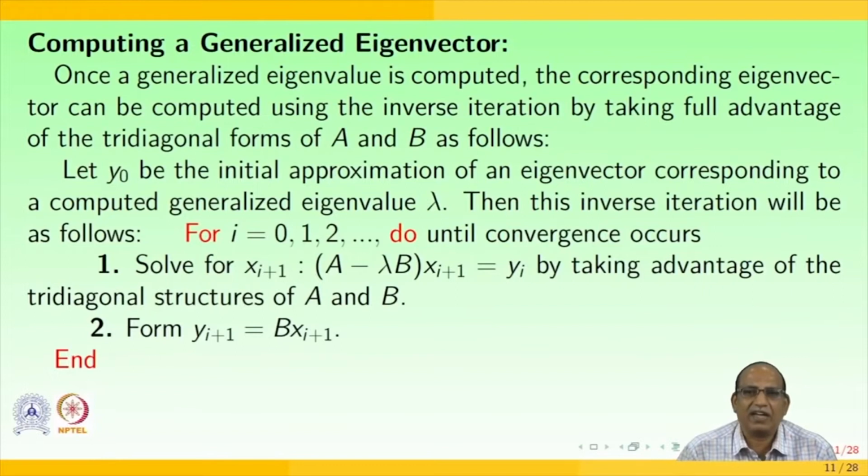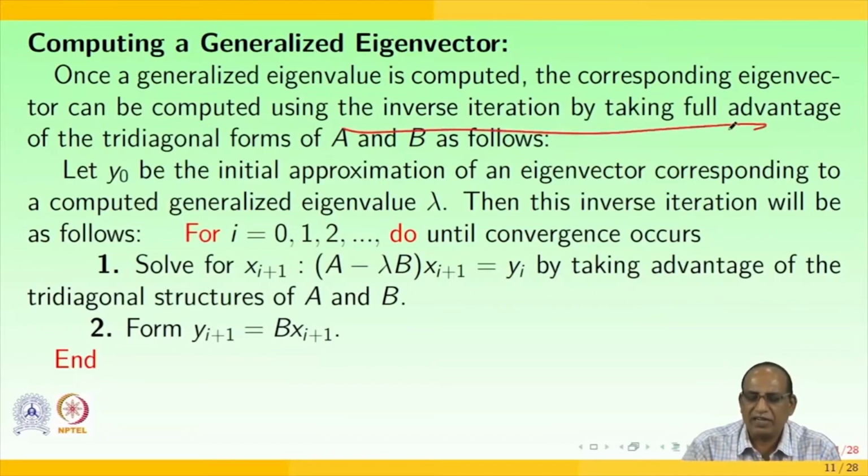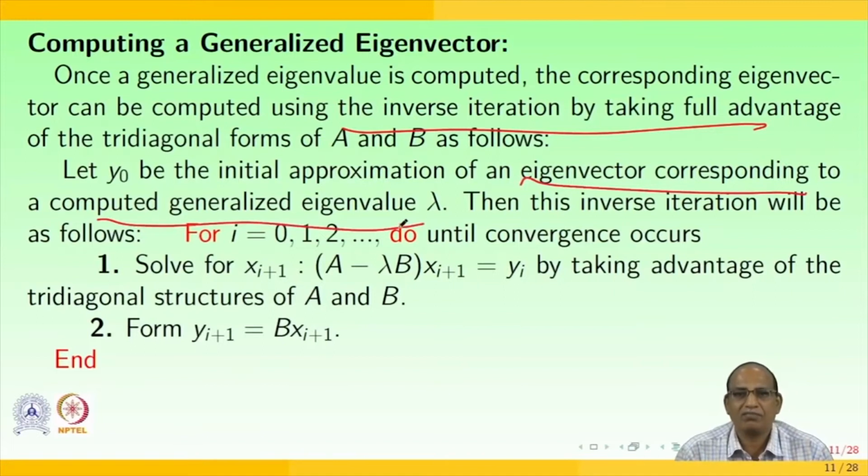Computing a generalized eigenvector. Once a generalized eigenvalue is computed, the corresponding eigenvector can be computed using inverse iteration by taking full advantage of the tridiagonal forms of A and B. Let y0 be the initial approximation of the eigenvector corresponding to the computed generalized eigenvalue lambda. Then this inverse iteration will be as follows.